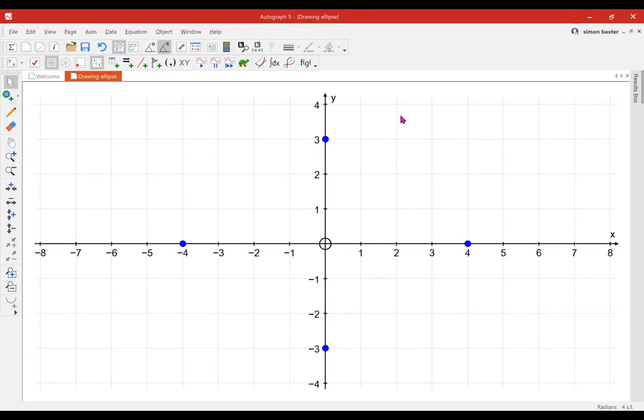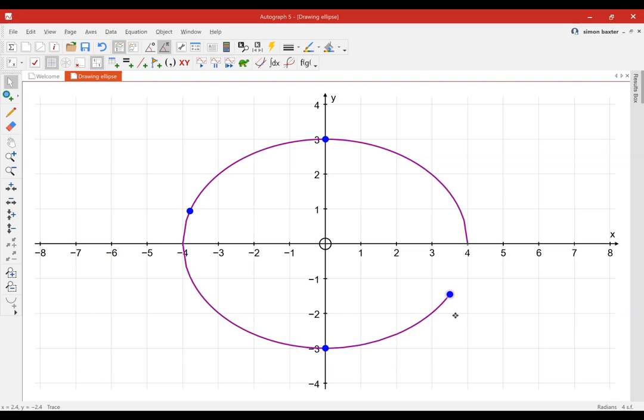We know that the graph passes through the points 4, 3, minus 4, and minus 3 on the axis. And let's see what happens as we move our point. As x decreases, y increases. And going around here, because of the squares, it's symmetrical, we're going to get the same pattern. And if we look at the bottom half, there we have an ellipse.